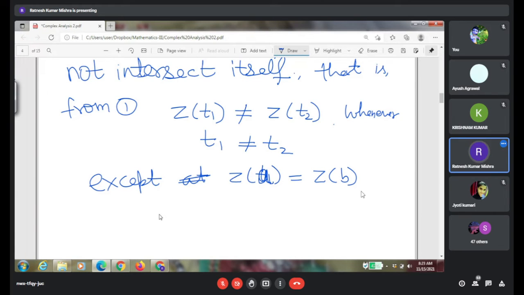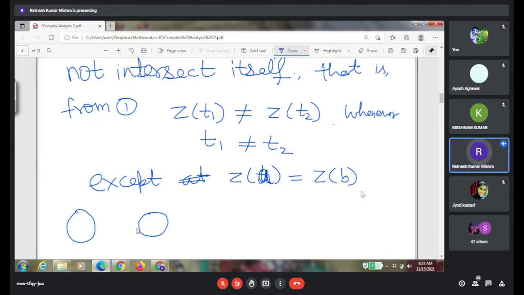Suppose this is closed. So what happened here? This is the beginning point. And if you start from this and you go here again, this is the end point. So except these points, that is z(A) equal to z(B), except this point, the curve does not intersect anywhere.